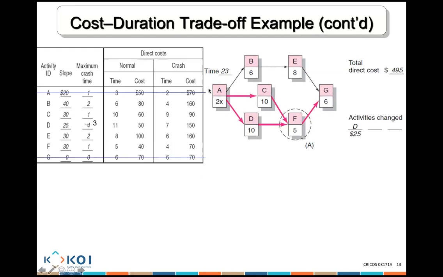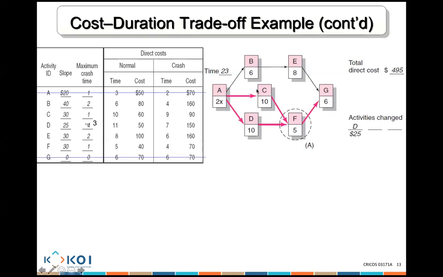If you crash D, this path becomes 22, but this path remains 23. If you crash C, this path becomes 22, but this path stays 23. So you haven't really benefited anything at all. So which one do you think we should crash? F. Why F? Because it might have an impact on both the paths. Correct. Think about it from a cost perspective.